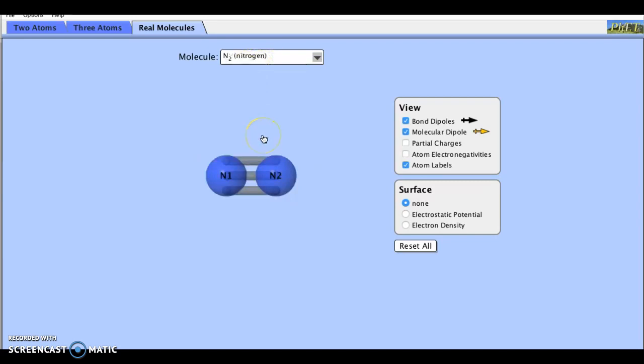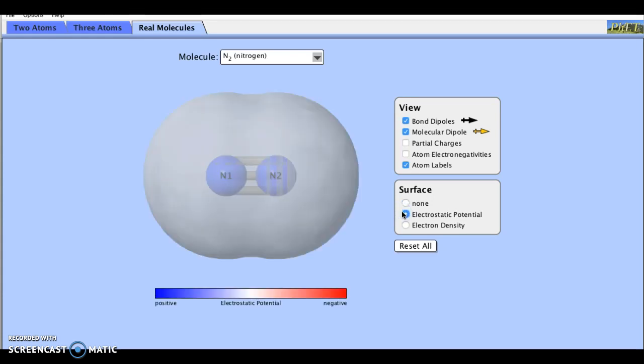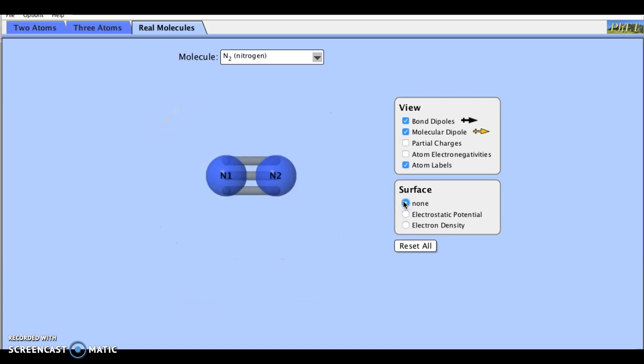So for example, up here I have nitrogen, diatomic nitrogen, so just a nitrogen bonded to a nitrogen. Because they're identical elements, they're going to be pulling on those electrons exactly equally. So if I click on this electrostatic potential, I don't see any red or blue because everyone's sharing those electrons perfectly equally. So this is an example of a nonpolar molecule.